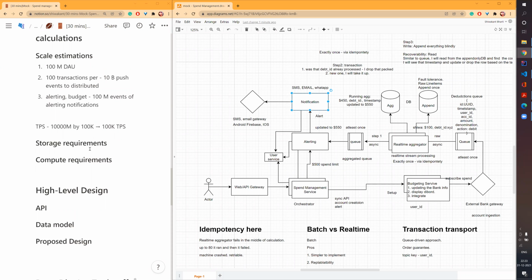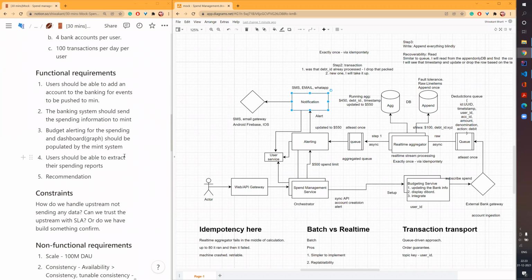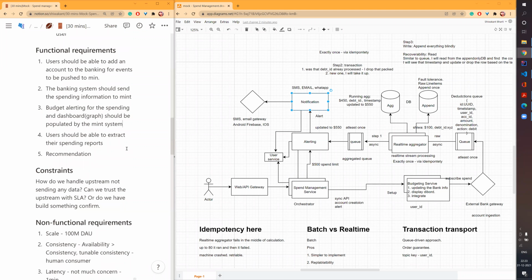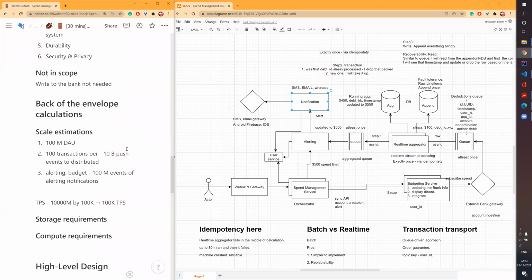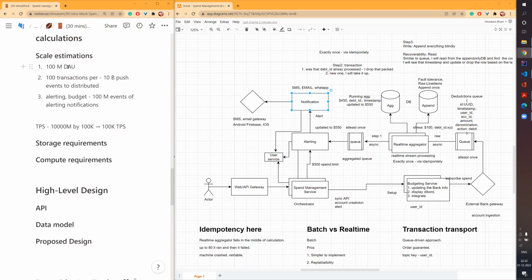So here, the bank should send the spending information to Mint. The budget alert for the spend and the dashboard should be populated by the Mint system. So the Mint system will handle this, and both the dashboard and alerting are in scope. Here we are saying there will be 100 million daily active users, 100 transactions per day. This amounts to almost 10 billion push events to the distributed system from the bank.